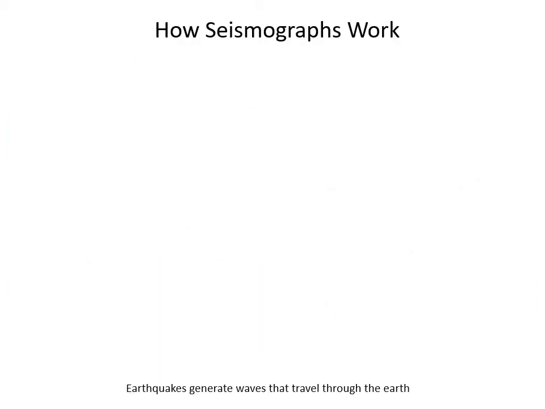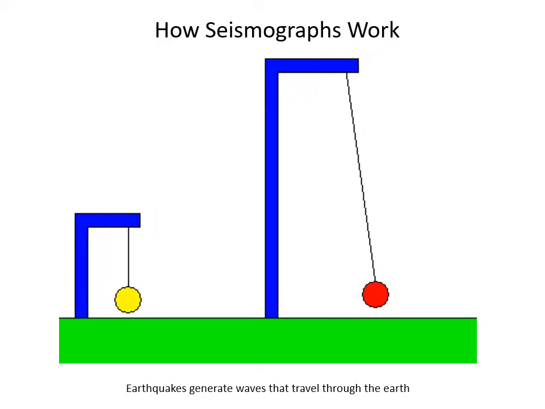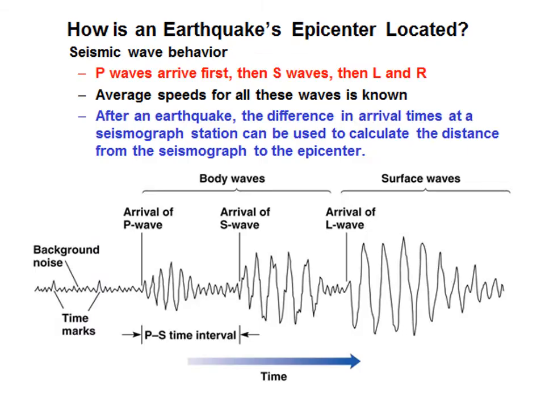What about seismographs? Seismographs are instruments that are used to detect and record earthquakes. So how is the earthquake's epicenter located? The earthquake's epicenter can be located by the behavior of the seismic waves. In that case, P waves will arrive first, followed by the S waves, then the Love and Rayleigh waves. Average speeds for all these waves are known. After an earthquake, the difference in the arrival time at a seismograph station can be used to calculate the distance from the seismograph to the epicenter.